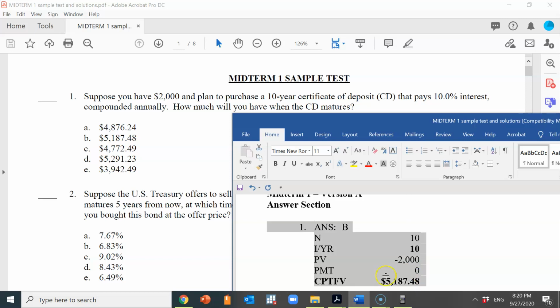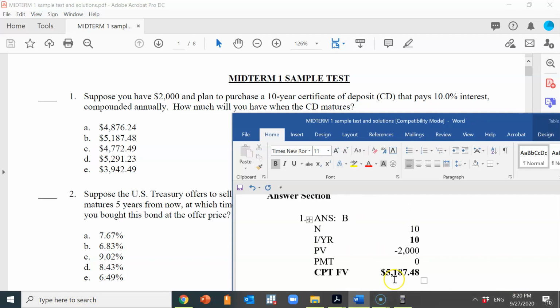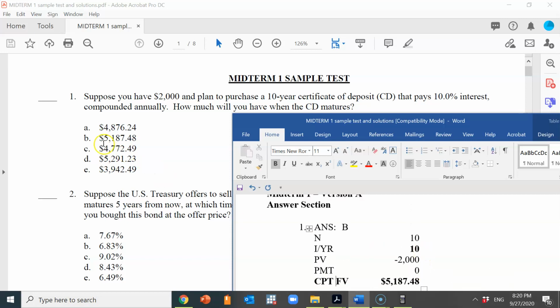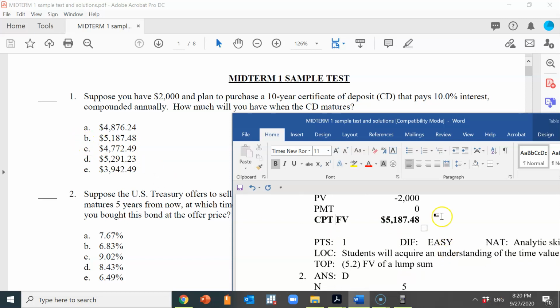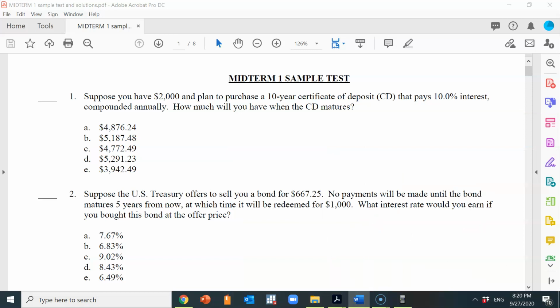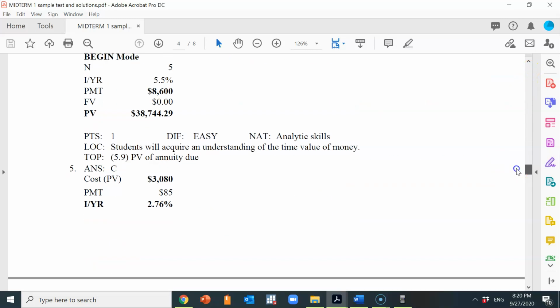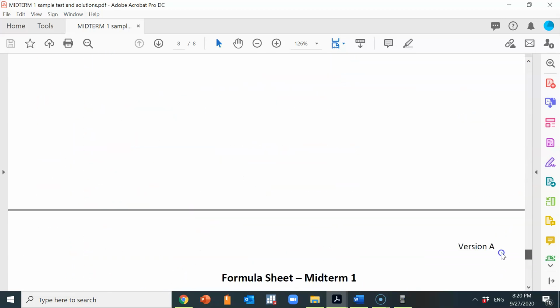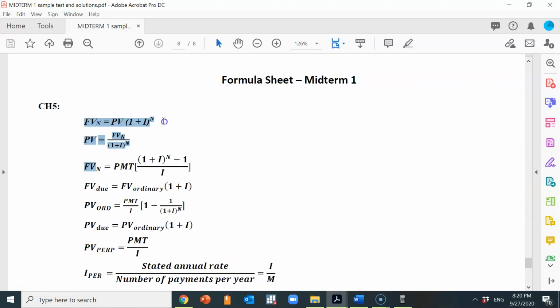Okay, let me make this a little bit wider. Okay, compute for future value. So you have 5187.48 as our future value, and you should choose option B here. Another way to solve for this question is to use our financial formula. Okay, if we go to our formula sheet, we have to use this first formula here.